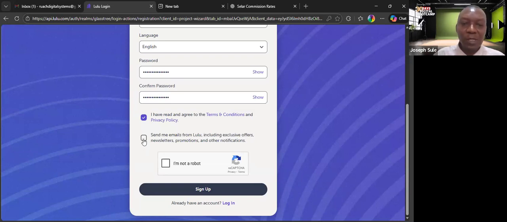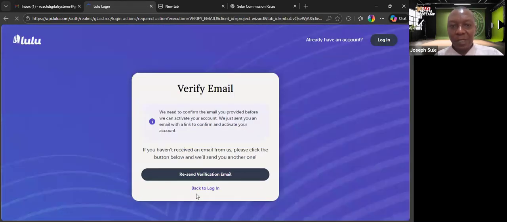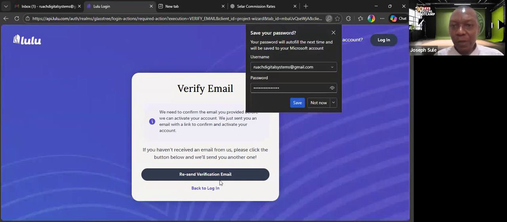So I would always advise tick it. It doesn't harm you anyway. It's just a newsletter, a promo in your inbox. You won't carry it on your head. So what's the problem? Just sign up for it. And with all of this, I'll say sign up. And if there is any information I did not enter very well or failed to enter, Lulu will tell me.